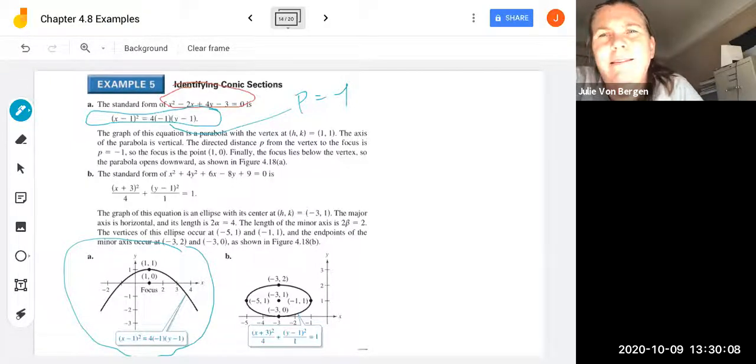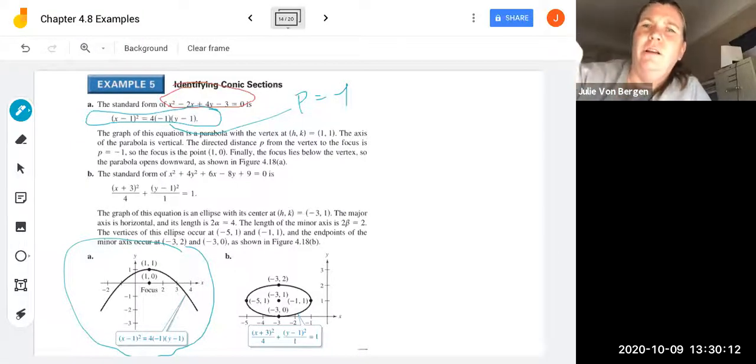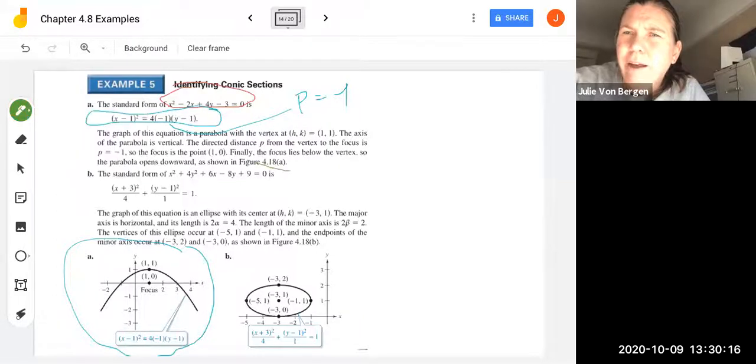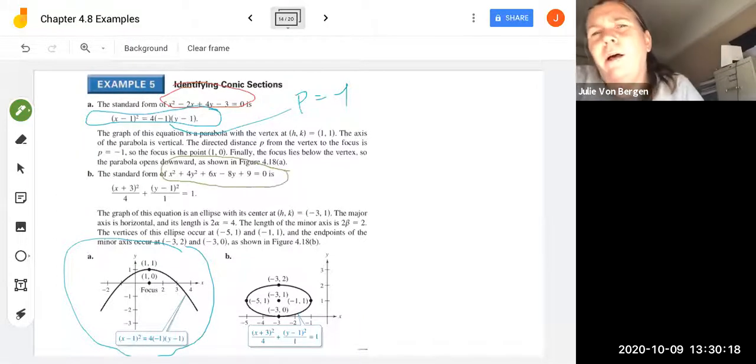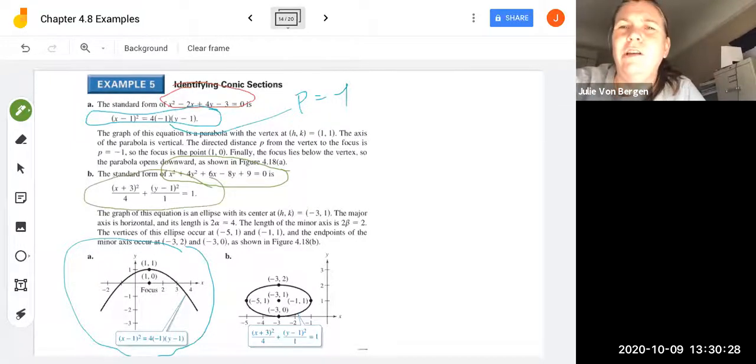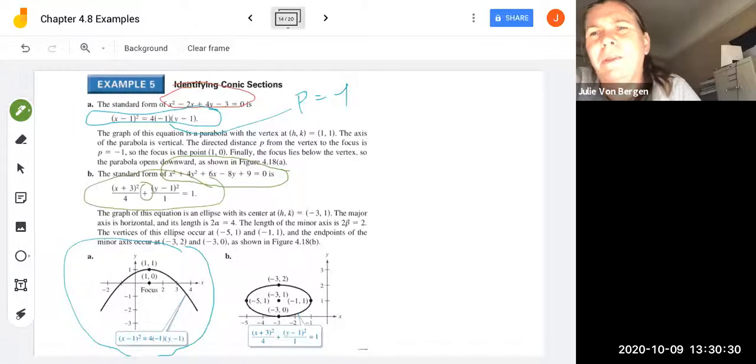And then in the second example, we look at a function that is an ellipse. So here we've got x squared plus 4y squared plus 6x minus 8y plus 9 equals 0. And we put that in standard form. And now in standard form, we can see it's in the format of an ellipse with the addition in between the terms. And the center is at (negative 3, 1). That's our h and k.